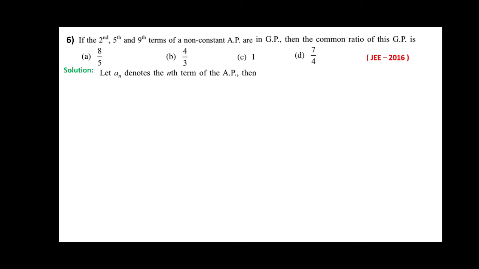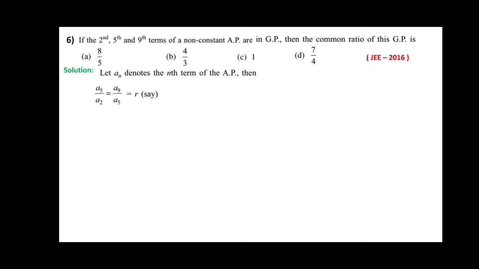Let An denote the nth term of the AP. Then A5 by A2 is equal to A9 by A5. Here, the second, fifth and ninth terms are terms of the AP, but they are in GP, so we can follow the rule: second term by first term means A5 by A2 is equal to third term by second term, that is A9 by A5, which is exactly equal to R, because these three terms are in GP, so it will be equal to the common ratio. Therefore, both of these are equal to R.